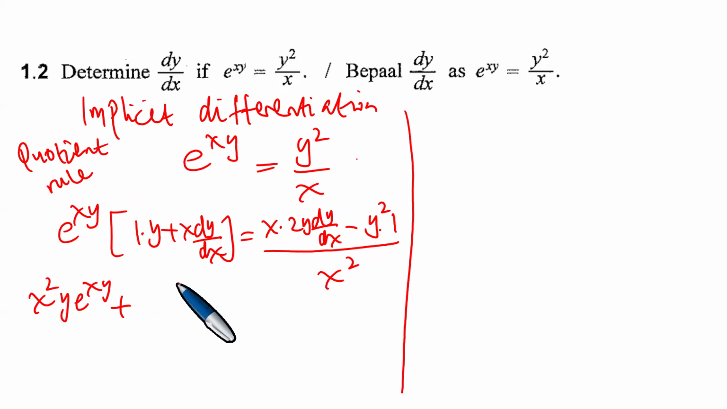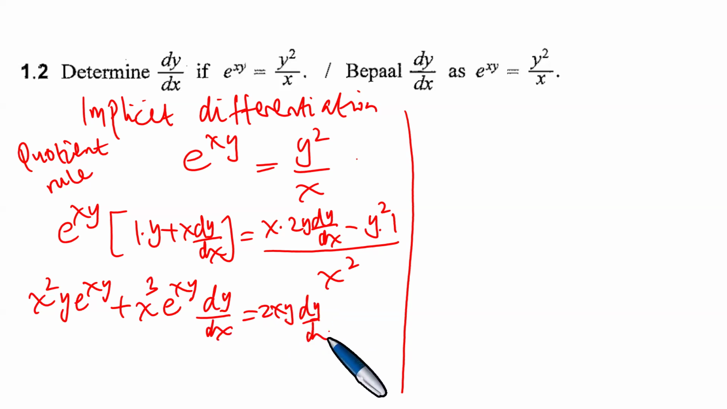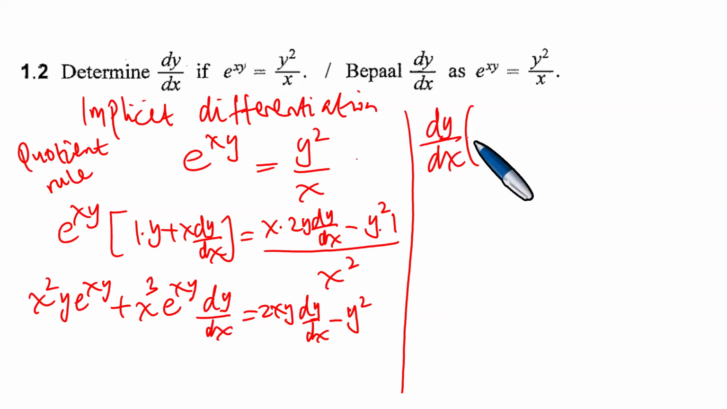Plus then we have x squared by x cubed, which is actually the same as 2xy dy dx minus y squared. The dy dx becomes a common factor. So it's x cubed e to the xy, 2xy. We have taken out the dy dx.